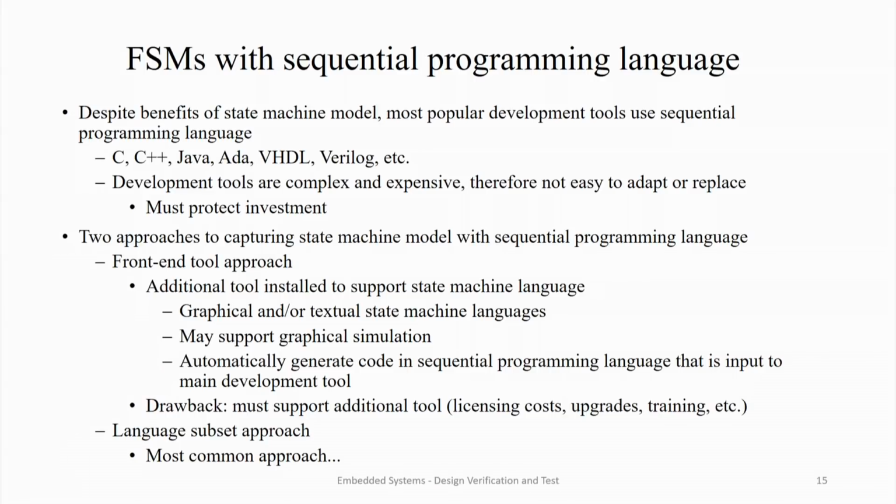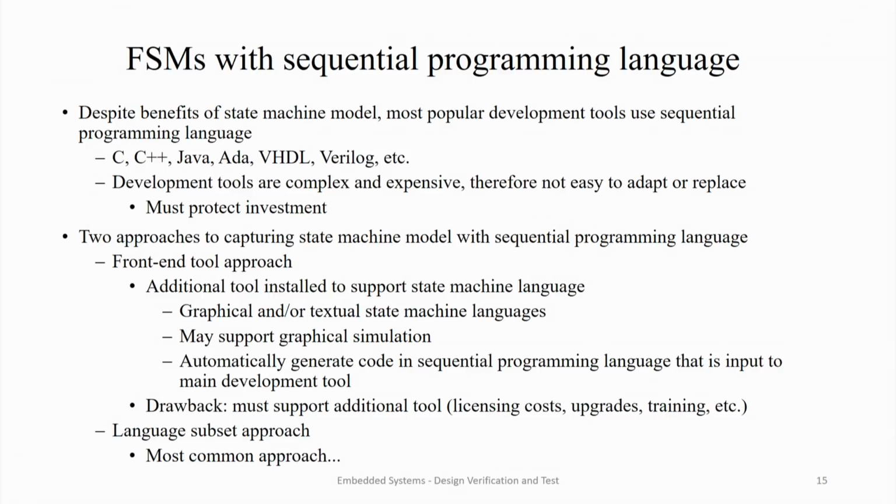Similarly, there are other tools which start from the sequential program model. So, despite the benefits of the state machine model, most popular development tools use the sequential programming model, which works with C, C++, Java, ADA, VHDL, Verilog, etc. Development tools are complex and expensive, therefore, not easy to adapt and replace. So, if we now say that we will use this diagrammatic FSM and draw diagrams and build from there, it is again a separate process, and we have to do away with all the tools we have designed thus far.